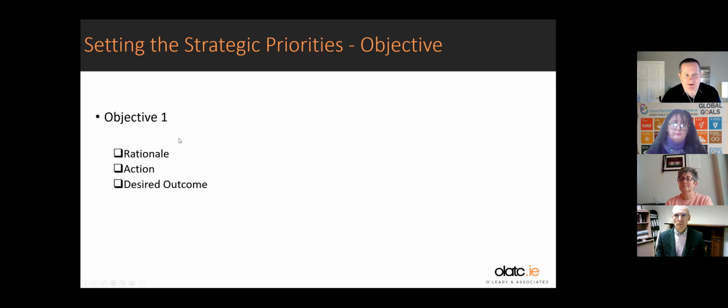So once you have the objective set and you know why you're doing it, then you need to start setting some actions against it. So you need to start doing stuff. Again, objectives and strategies and goals on paper are only ink on paper unless you actually do something about it.